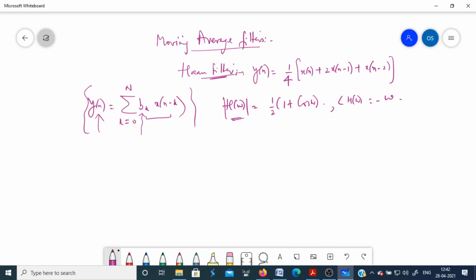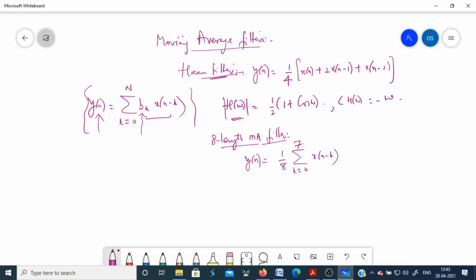So let us suppose you take an 8 length moving average filter. It means in this case, what will be y[n]? It will be 1/8 times the summation of x[n-k], k from 0 to 7.